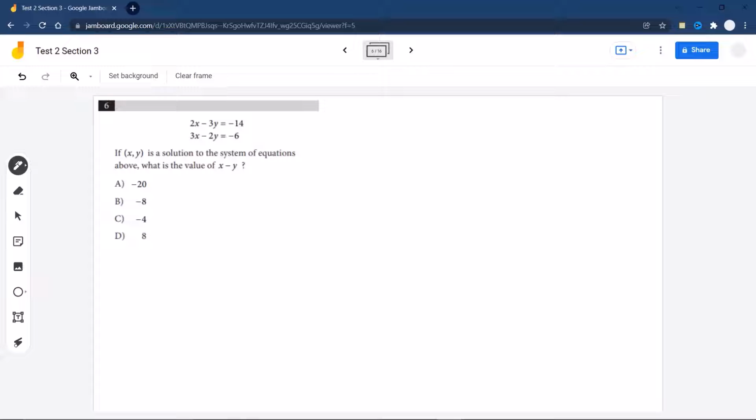Okay. If X comma Y is a solution to the system of equations above, we want to find the value of X minus 1. Okay.